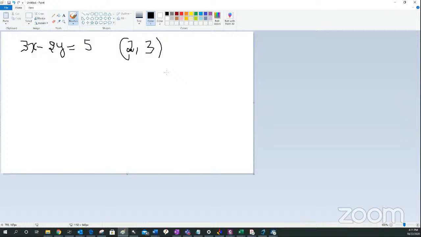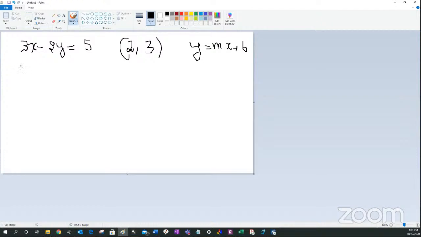To do that, you remember that if we want to calculate the slope, everybody knows the equation of the slope. I'm going to write the equation, which is y equal to mx plus b. So we're going to try to write the equation so we can know what our slope is. So how do we do that?